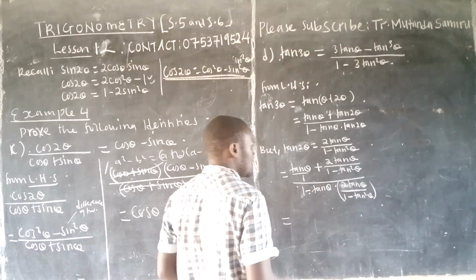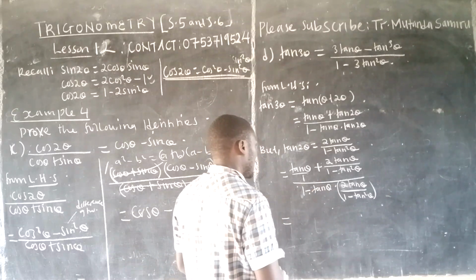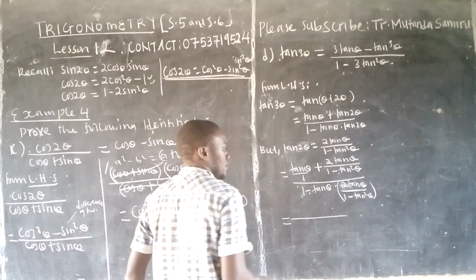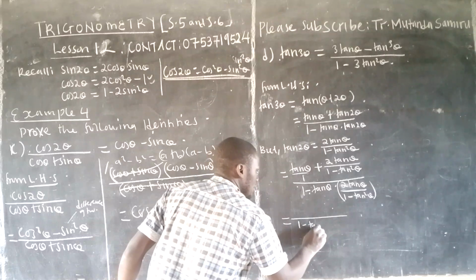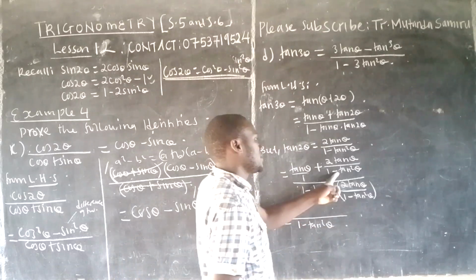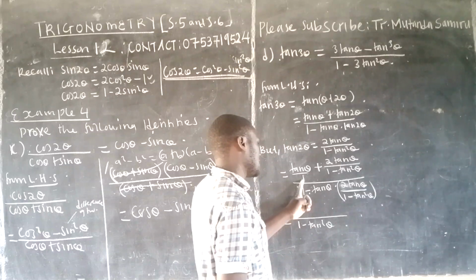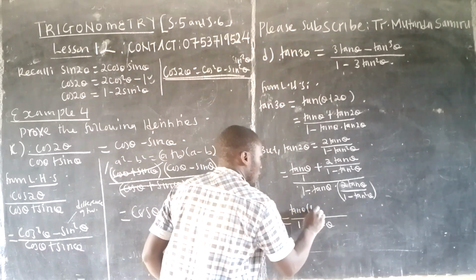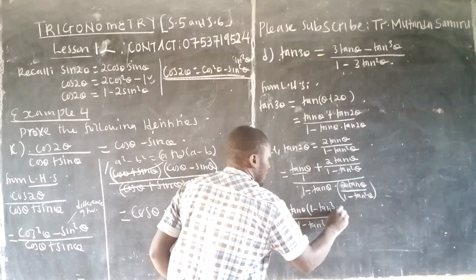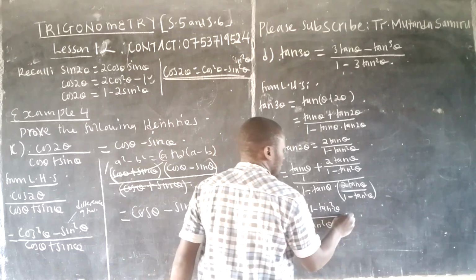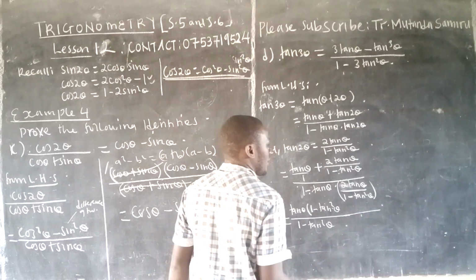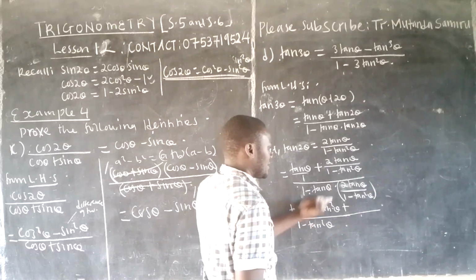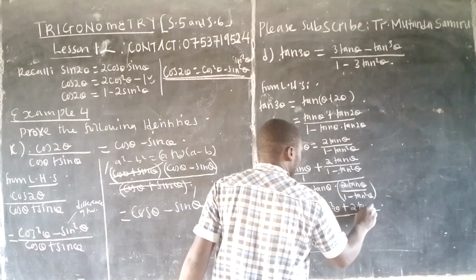For this one up, the LCM will be 1 − tan² θ. Now this LCM divided by this will give you that times that. So it will be tan θ into (1 − tan² θ), plus. Now this divided by that, it remains, so you'll just get 2 tan θ.